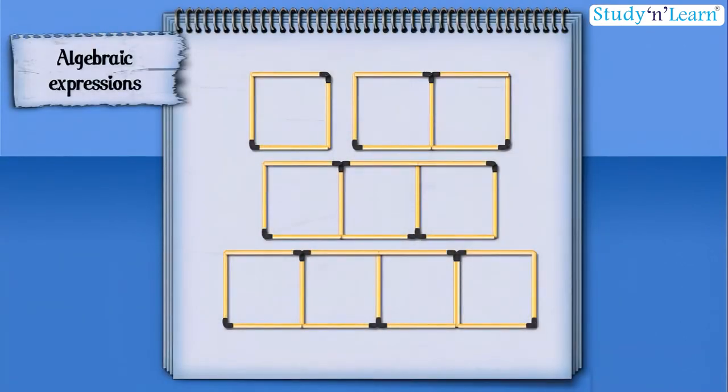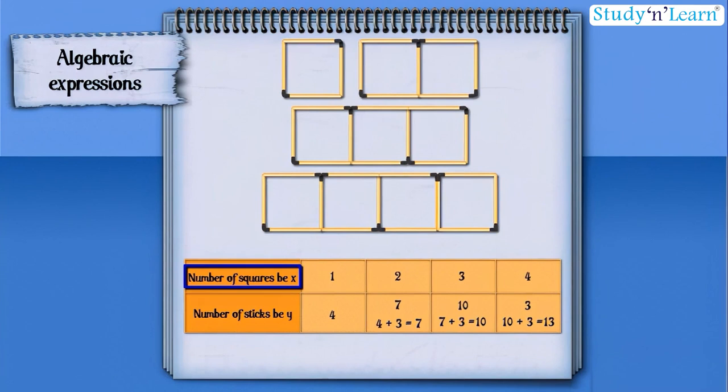Now look at this example. If we make the squares of matchsticks, then the number of sticks required will be? Let us make a table where the number of squares is x and the number of sticks is y. Now, from this table, can we find its generalized form? As we see here, in one square, we need 4 sticks. In two squares, we need 3 more sticks, that is, 4 plus 3 is equal to 7. And in 3, we need 3 more, that is, 7 plus 3 is equal to 10, and so on.